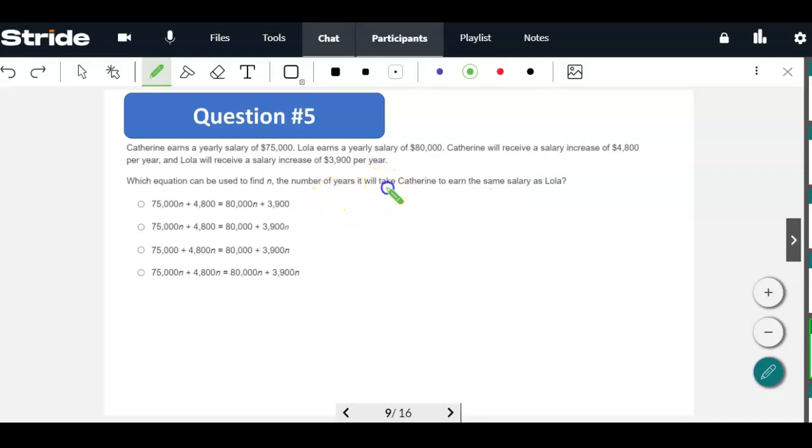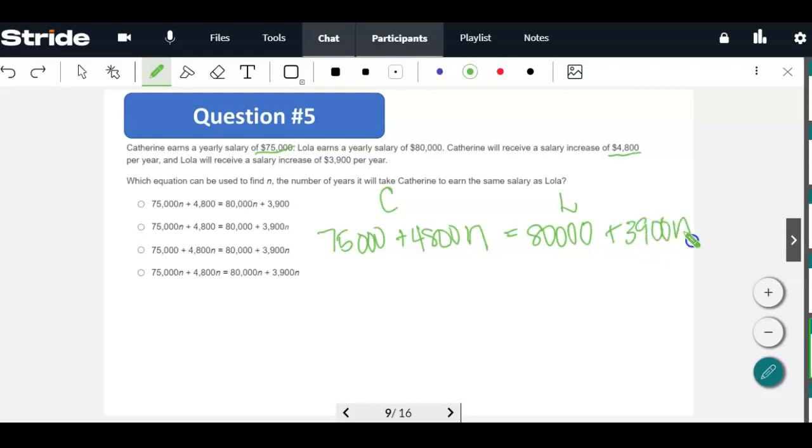So let's see, here's Catherine. I'm just going to put C, and here's Lola. Catherine earns $75,000. And she gets an increase of $4,800 each year. And they're using n for the variable. When will Catherine be equal to Lola's, who's making 80, but she gets 3,900 per year. And all we have to do is find the correct equation.